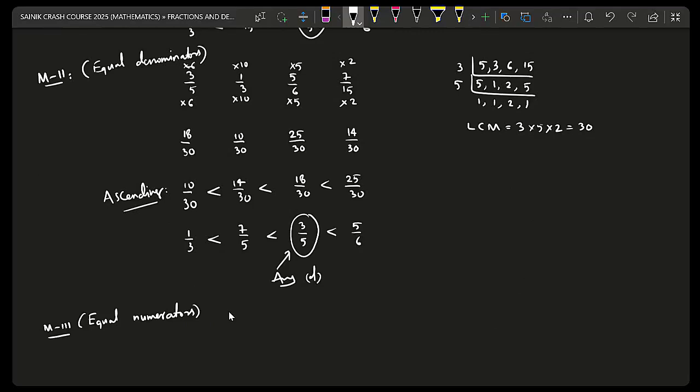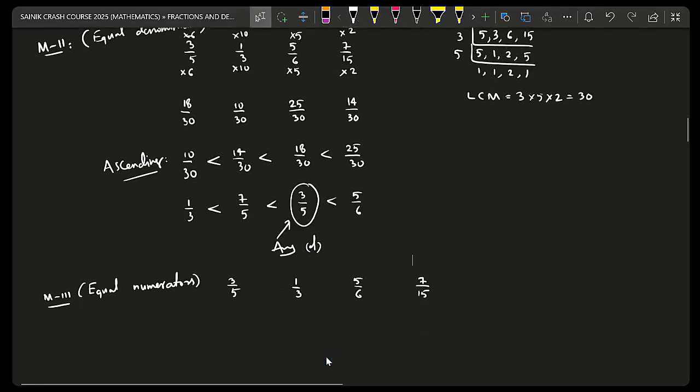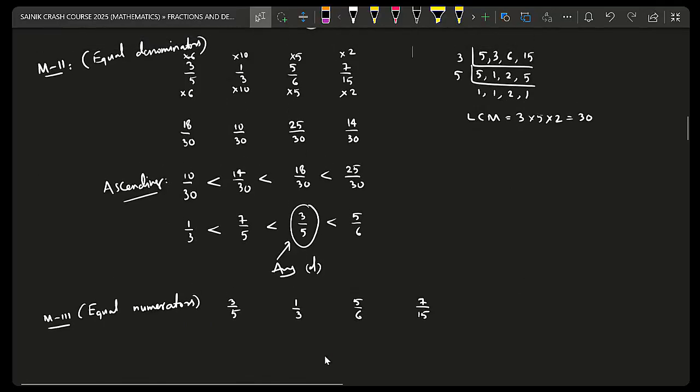Okay, I'm writing the fractions 3 by 5, 1 by 3, 5 by 6, and 7 by 15. Now, equal numerators. What are the numerators, Shanai? 3, 1, 5, 7. 1 you can neglect while finding LCM or HCF. Only take 3, 5, 7. Are there any common factors? No, sir. If there are no common factors, what is their LCM? The product. So just write 3 times 5 times 7.